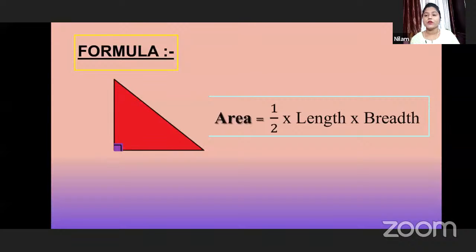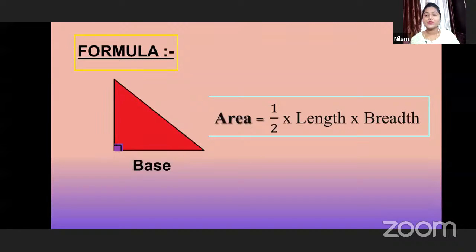Okay, so just now we have seen area equals half times length and breadth. That means length and width. But the dimensions of the triangle are different than the dimensions of rectangle and square. The dimensions means sides. The sides of triangle are different from the sides of rectangle.